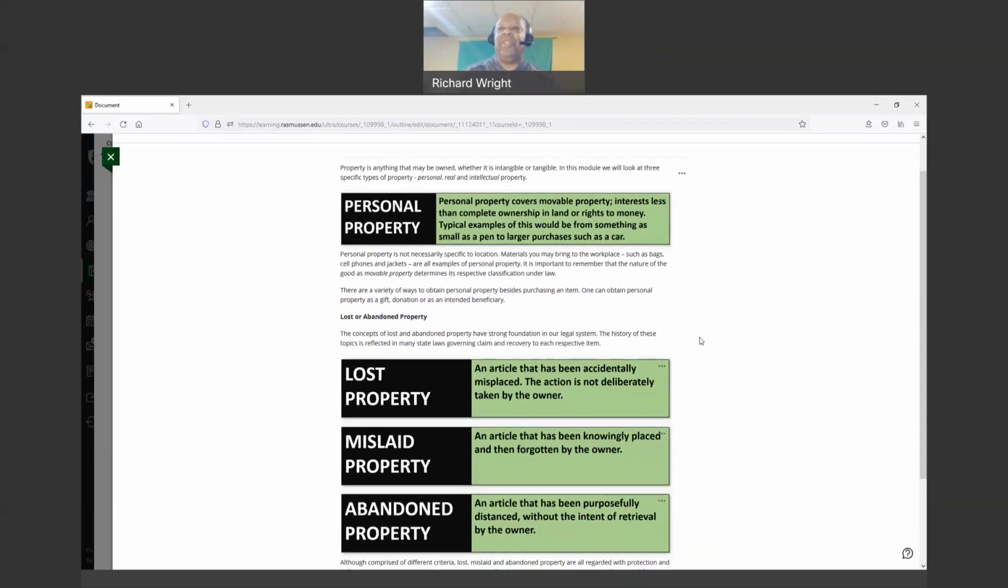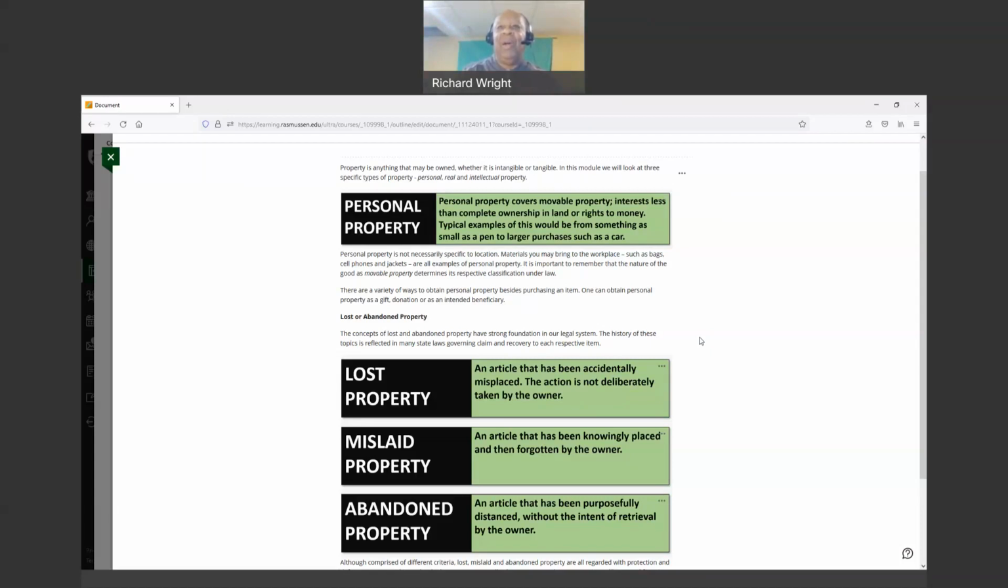Someone asked the question about trailer homes. We'll deal with that too before this is over. Personal property, though, is not necessarily specific to a location. Bags, cell phones, jackets, something that's tangible. And remember, it's movable property. As I said, this pen is an example. These glasses, this shirt I got on, these headphones, my computer.